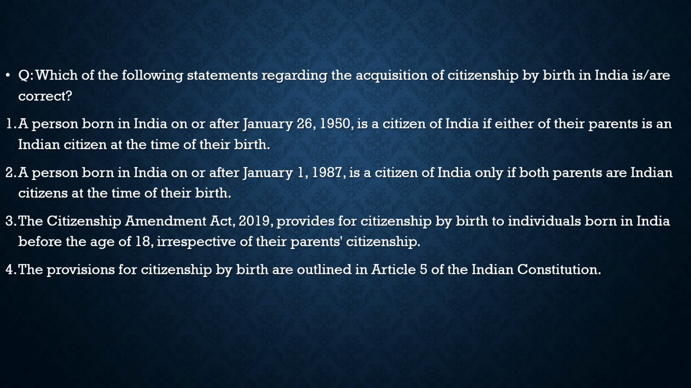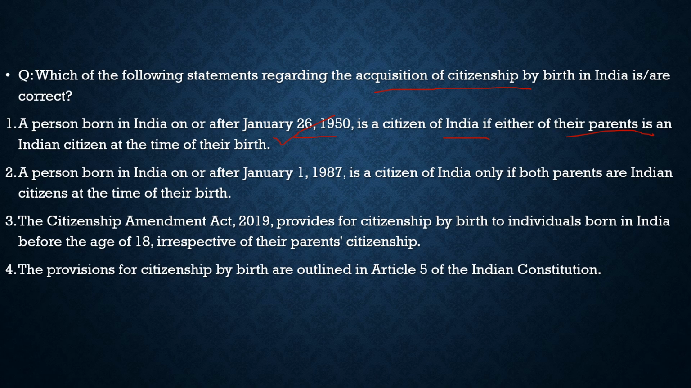Here the question says, which of the following statements regarding the acquisition of citizenship by birth in India are correct? The first statement says a person born in India on or after January 26, 1950 is a citizen of India if either of their parents is an Indian citizen at the time of the birth. 100% correct. Why are we making this correct? Because it is not an extreme statement, like saying he would be a citizen only if either of his parents is a citizen. If it had been like that, it would have been incorrect. But here it is not extreme, so we can mark it correct.